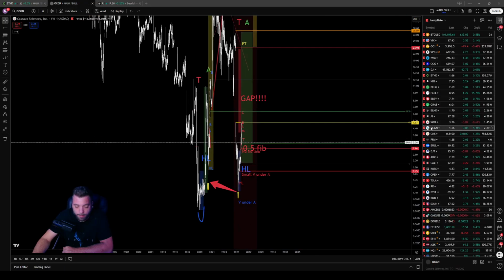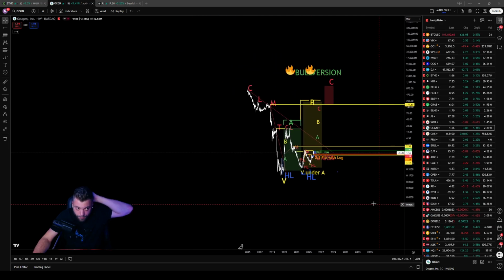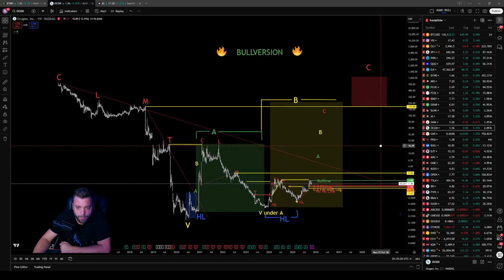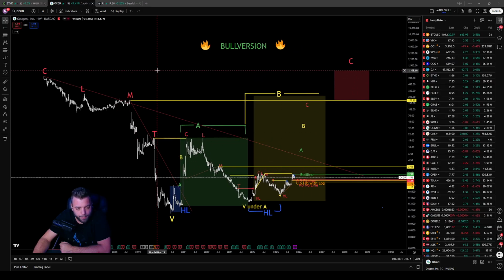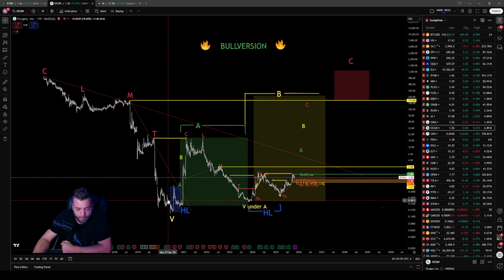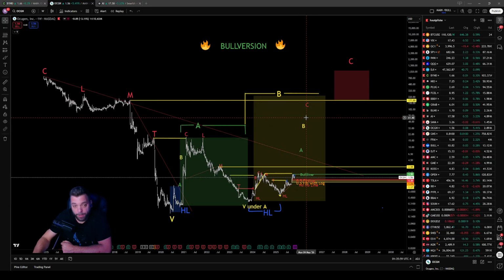Okay, next one is OCGN. I only have a bullish version here too. For the whole overview, this is your first fractal, finished. And right now we are in the second one. This would be your high low. This whole thing would be your A, and we would right now be in the B, which has to be higher than the peak, higher than our A. For me, it would be the M line at 177.